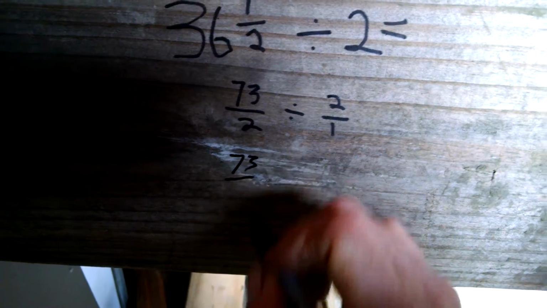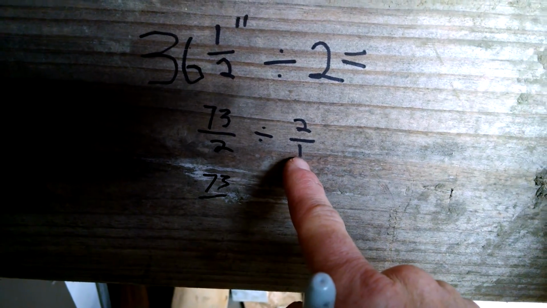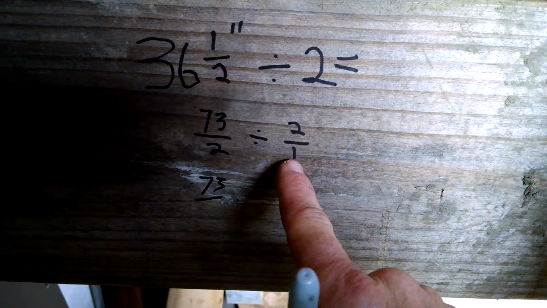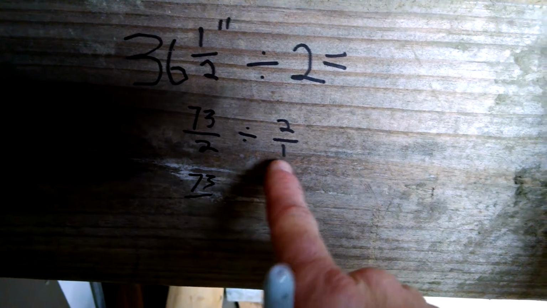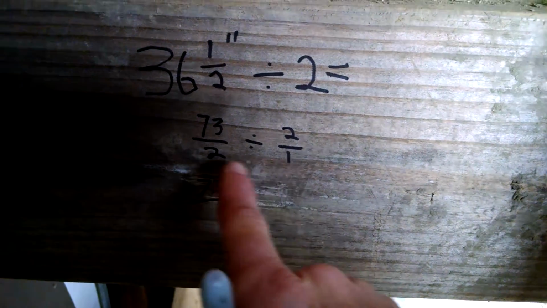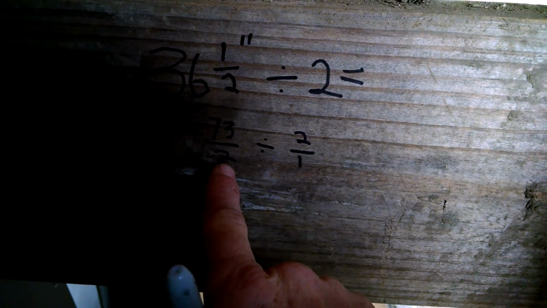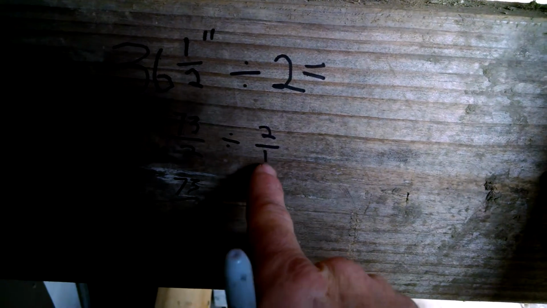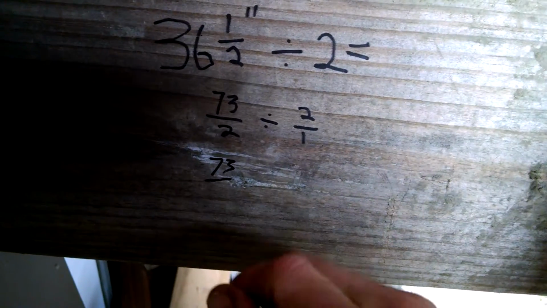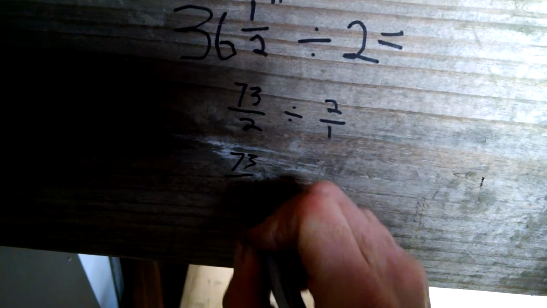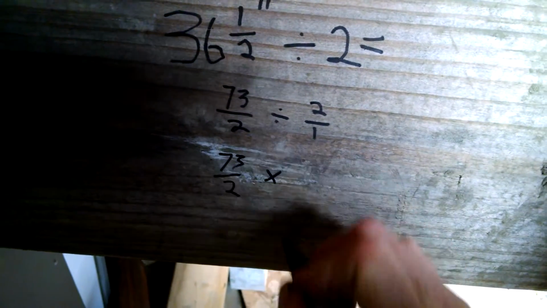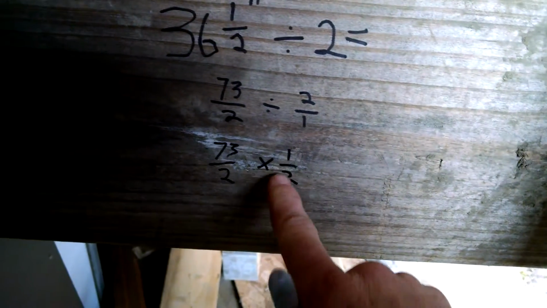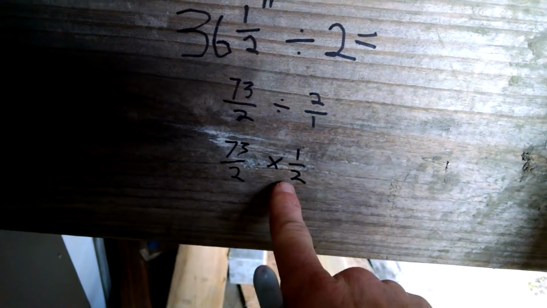So, does anybody remember what we called this one? Is it the dividend, the divisor, or the quotient? Right here, here it is, the dividend. This divided by this, the divisor. The quotient is the answer. 73 halves times 1/2. Oh, look at that. I end up multiplying by 1/2.